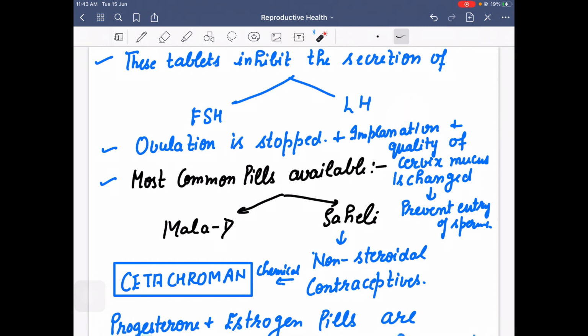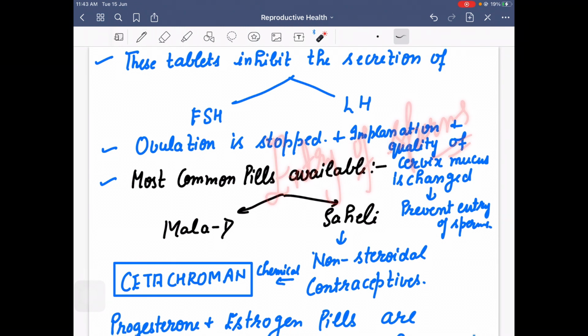They also do another very important work. They change the quality of the cervix, they change the environment of the cervix. Basically the cervical mucus changes, and this does not allow the entry of sperm.